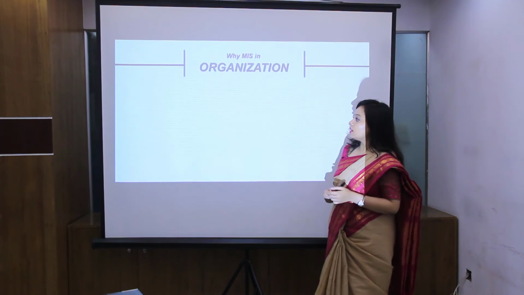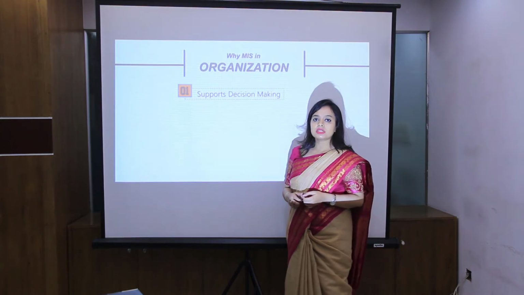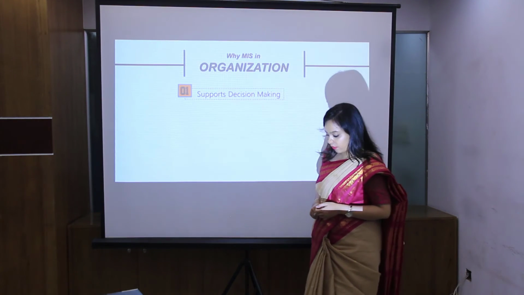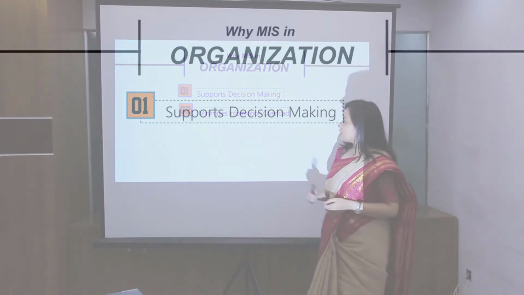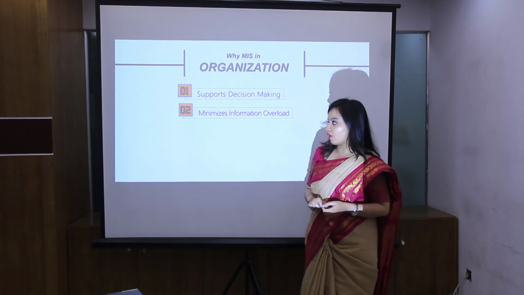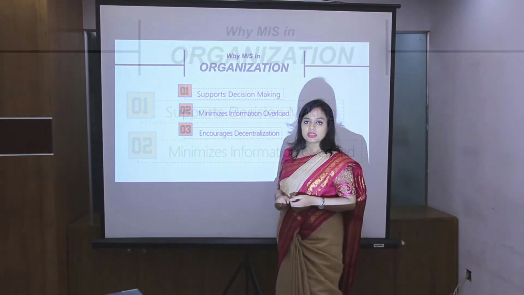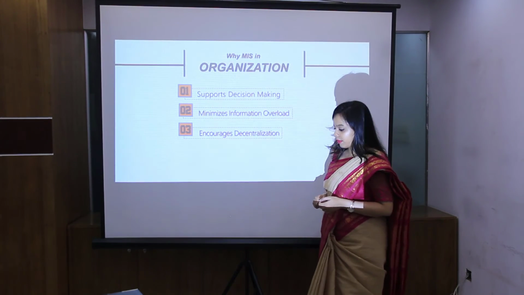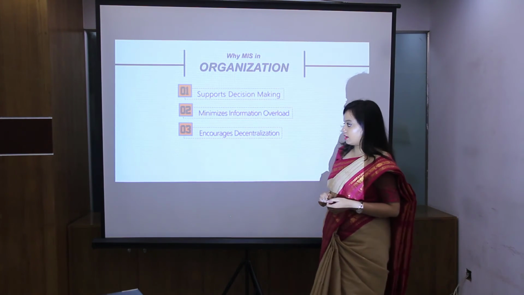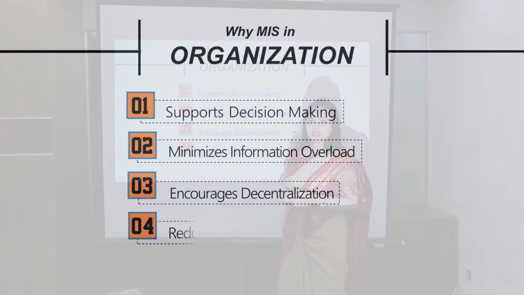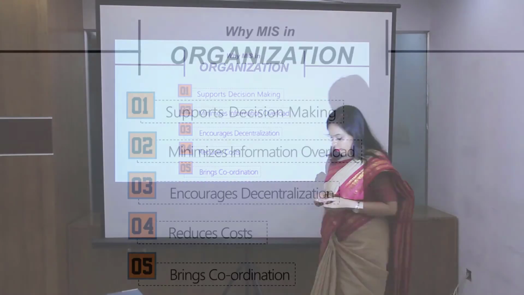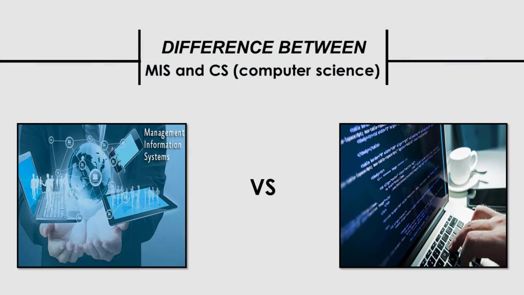Why MIS in an organization? There are many reasons to use MIS in an organization. The most important is that it supports decision making and provides reports in the required format. Next, it minimizes information overload. It changes overloaded information into a summarized format. Then it encourages decentralization, because there is functional MIS in the organization like HR MIS, manufacturing MIS, and finance MIS. Then it reduces cost, and the last objective is that it brings coordination among the departments of the organization.